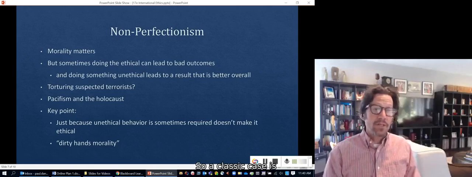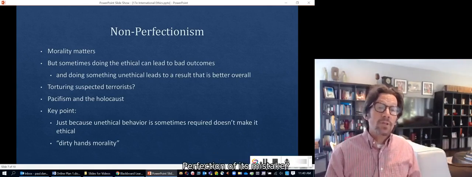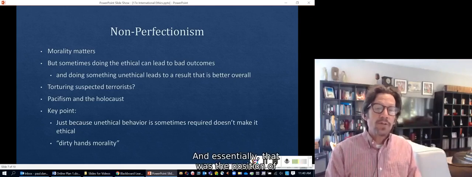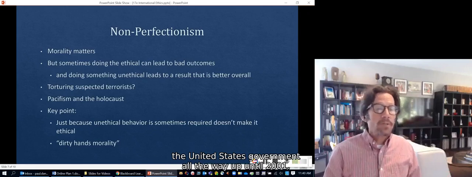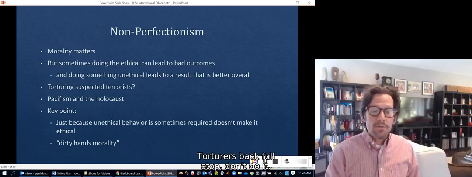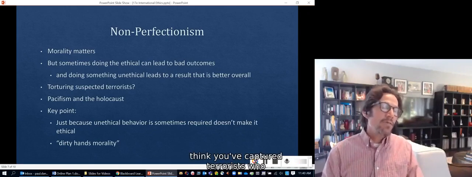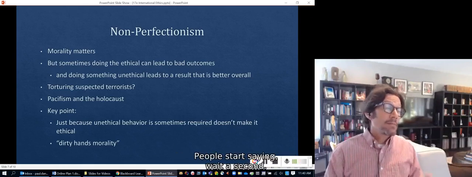So a classic case is about torturing suspected terrorists. When is it okay to torture somebody? Perfectionism is going to say torture is always bad, full stop. And essentially, that was the position of the United States government all the way up until 2001. Torture is bad, full stop, don't do it. But then you get to this case where you think you've captured a terrorist who might know where there are other terrorists, and people start saying, wait a second.